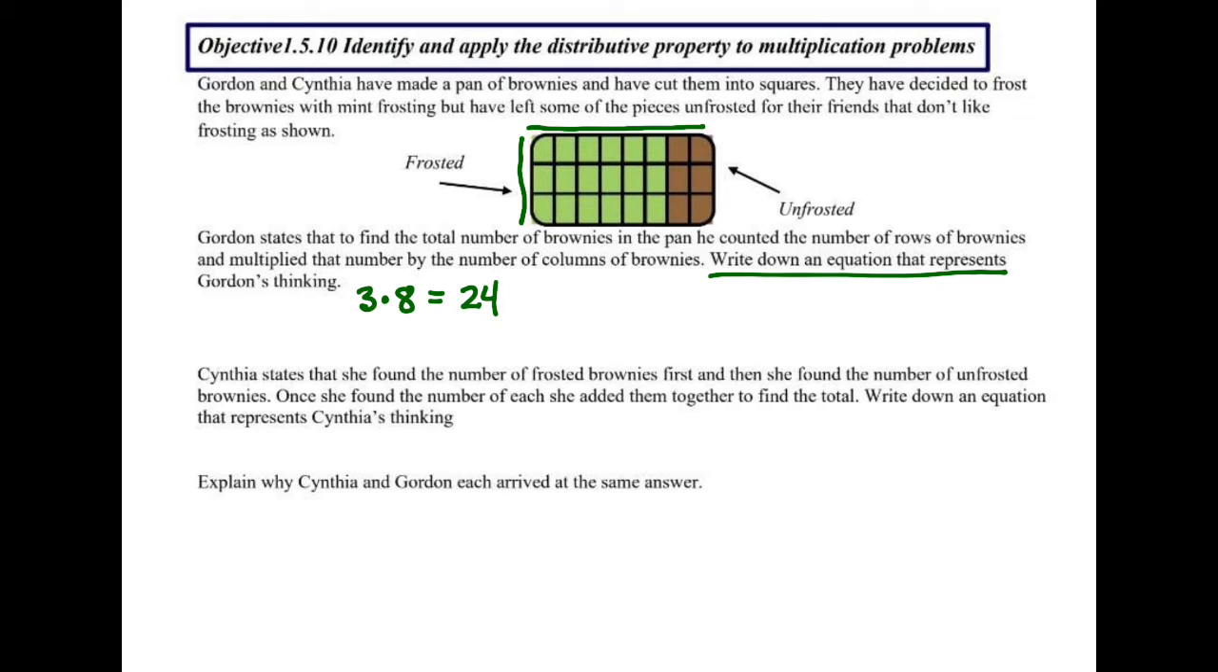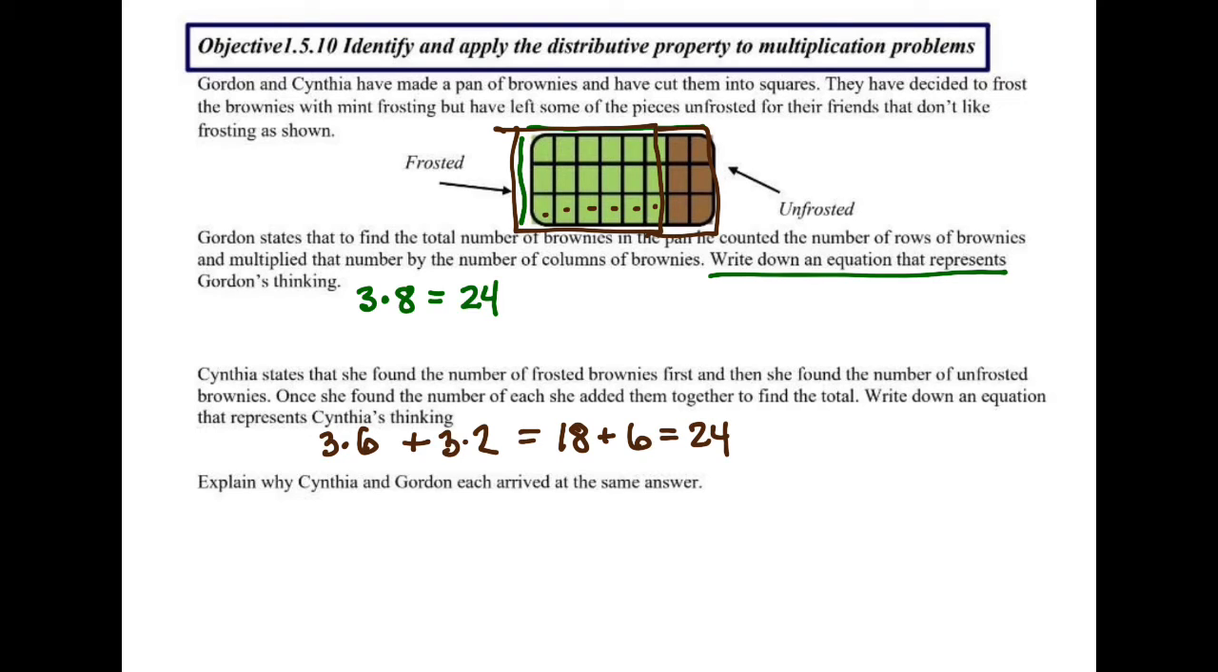Now Cynthia says that she wants to count the frosted brownies first and the chocolate brownies second, and then add them together. Okay, so if we broke it into 2 different sections, so we're going to do this section and this section, right? So she wants to do 3 times 6, and then add 3 times 2. Okay, which would give her 18 plus 6, which is also 24.